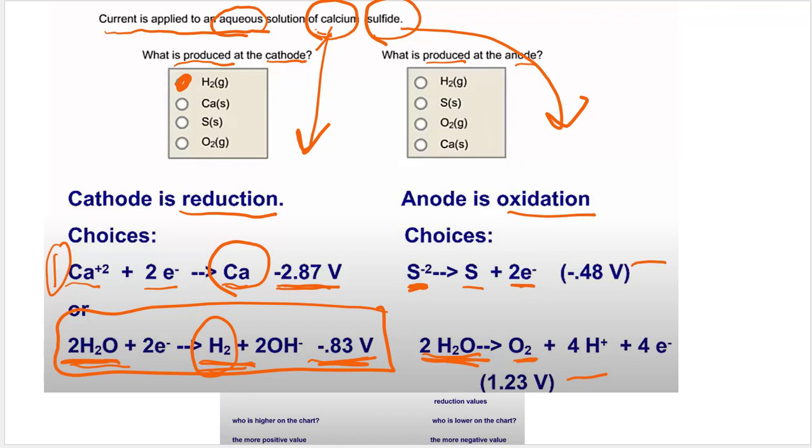Who is lower on the chart? Who has the more negative value, 1.23 or negative 0.48? And that would be our negative 0.48. And again, it wants produced. What's produced? Elemental sulfur.